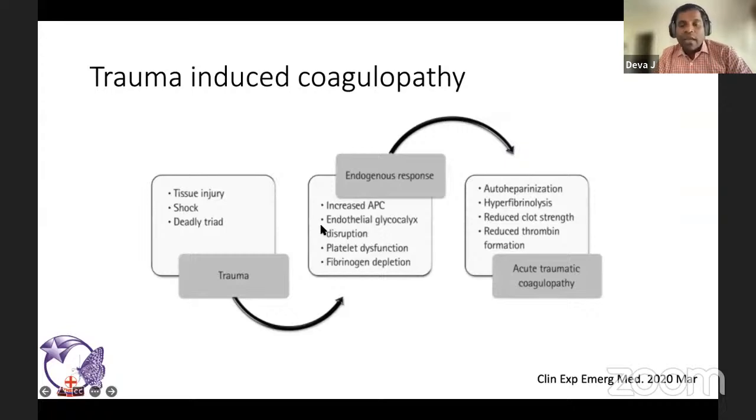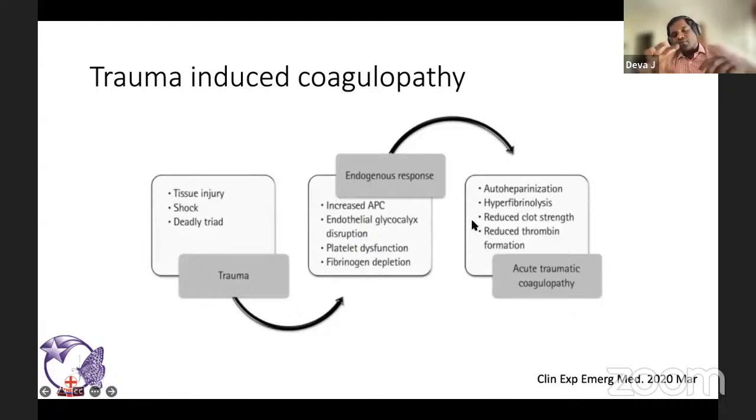So the endothelial glycocalyx disruption leads to increased activated protein C. There is also platelet dysfunction from the mediators released from the tissue injury, and there is fibrinogen depletion. This is an endogenous response. So trauma injury leads to APC release from the damaged glycocalyx, platelet dysfunction, and depletion of fibrinogen. That leads to increased APC, and the release of heparan sulfate leads to autoheparinization, which is anticoagulant, and hyperfibrinolysis, which again leads to bleeding, reduced clot strength, and fibrinogen depletion. Once again, the clot does not hold and the patient bleeds, with reduced thrombin formation. So it leads to acute traumatic coagulopathy.